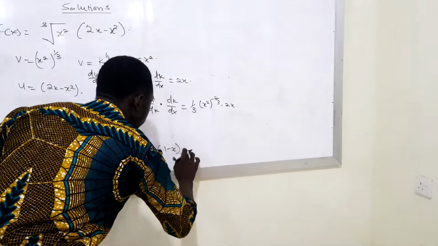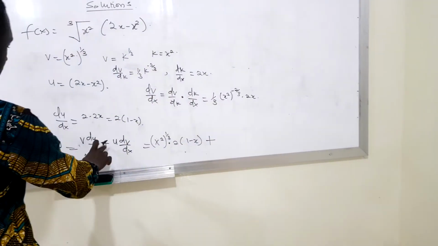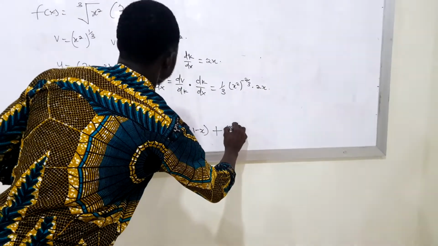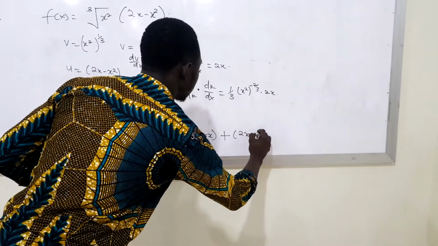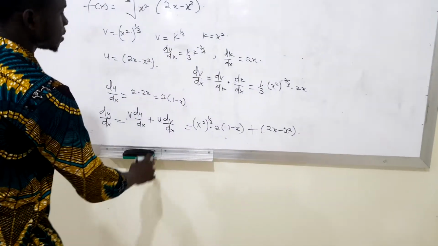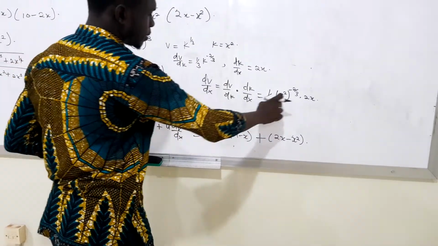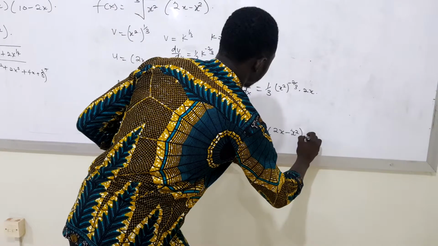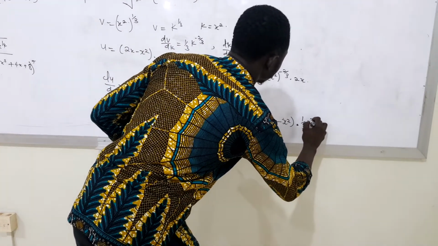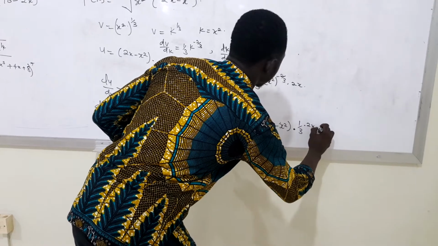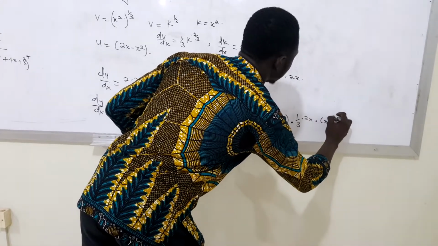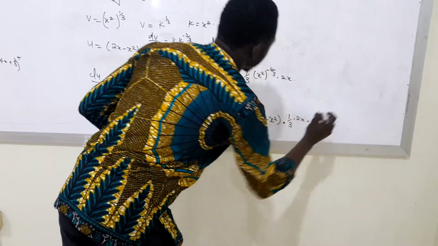So plus my u. Here's my u: 2x minus x squared. And this is my dv/dx, to be 1/3 multiplied by 2x multiplied by x squared, all to the power of -2/3.